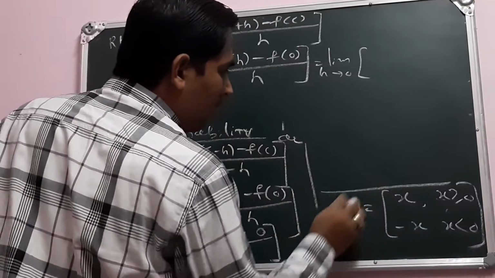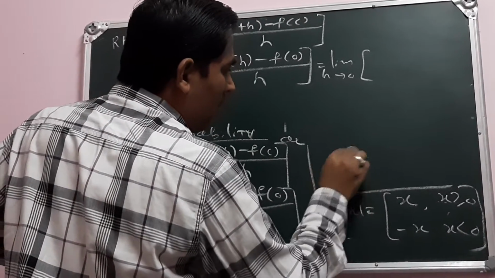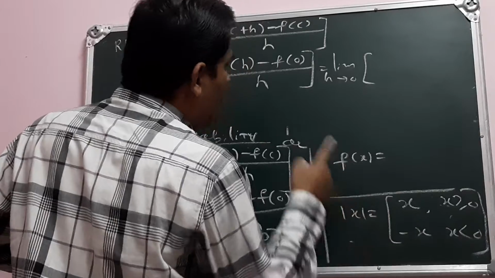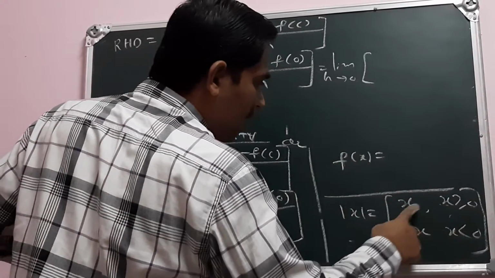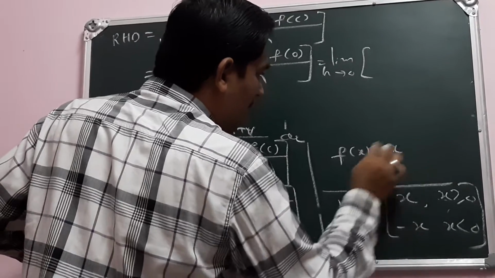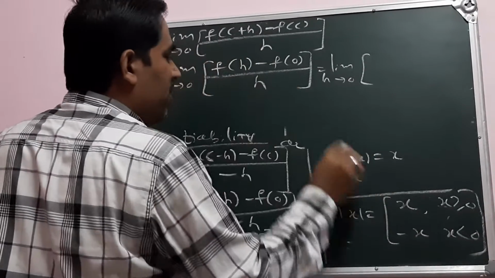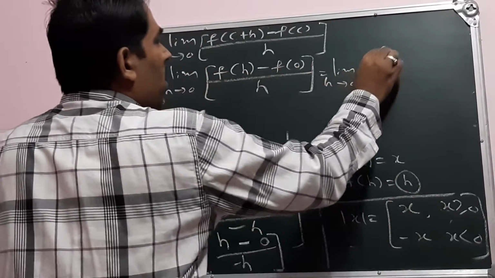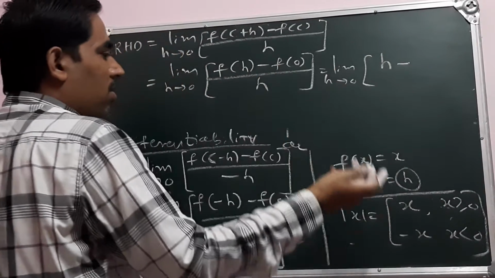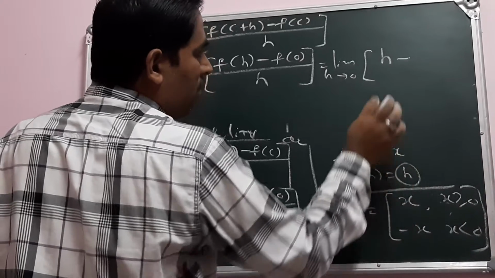So we are calculating the right hand derivative, h tends to 0, from the positive side, so x greater than 0. So we shall take x here. So f of h is equal to h. Then f of h minus f of 0, of course when x is equal to 0, so the value will be 0.